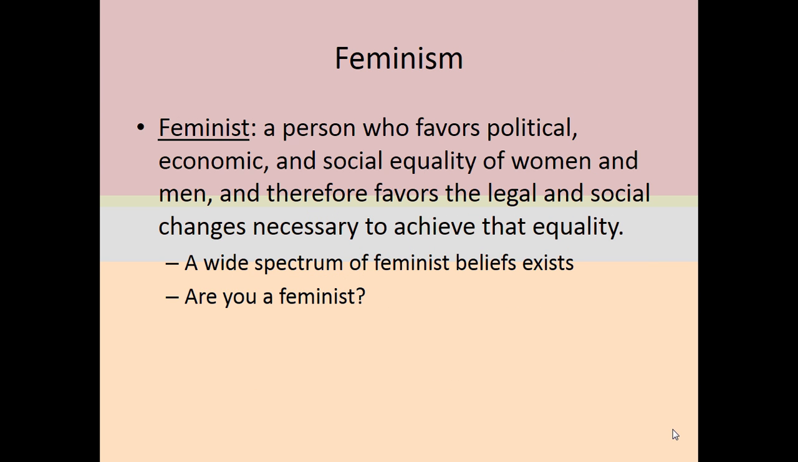Now, a feminist is a person who is looking for equality between men and women. Typically, this is based on politics, economy, and social equality. And so they're looking for legal and social changes to try to achieve this equality. But there's a wide spectrum of feminist beliefs. Would you identify as a feminist?